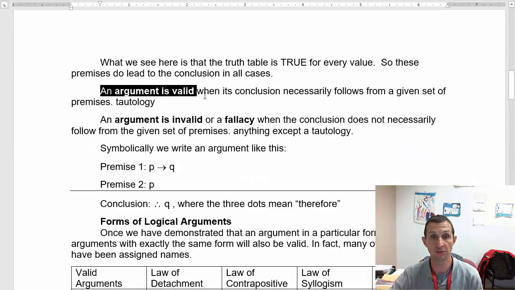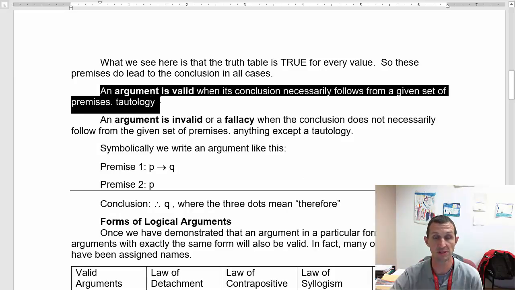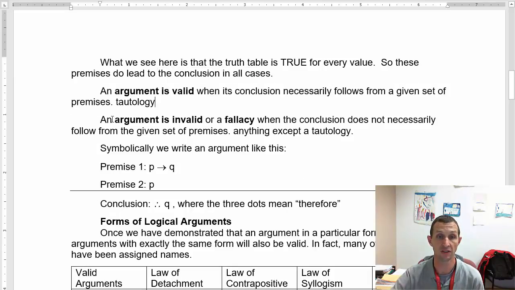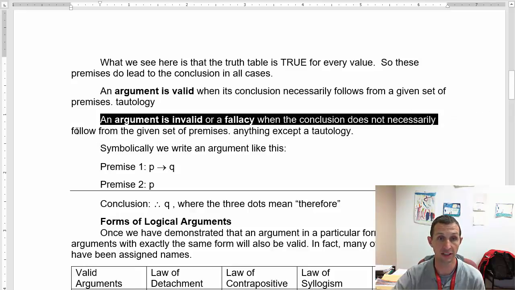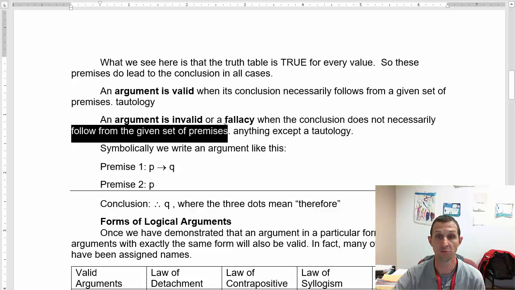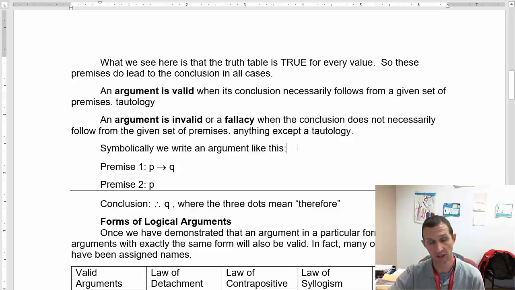An argument is valid when its conclusion necessarily follows from a given set of premises. In other words, it's a tautology. And an argument is invalid, or a fallacy, when the conclusion does not necessarily follow from the given set of premises. Basically anything except a tautology. It doesn't have to be a self-contradiction, just has to be false in one spot.